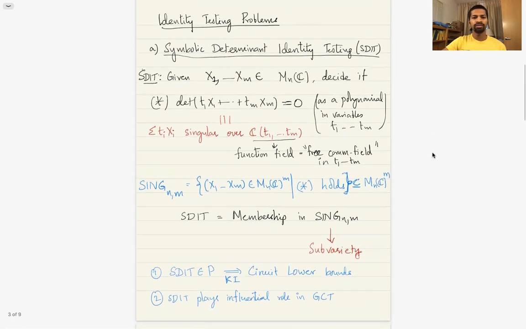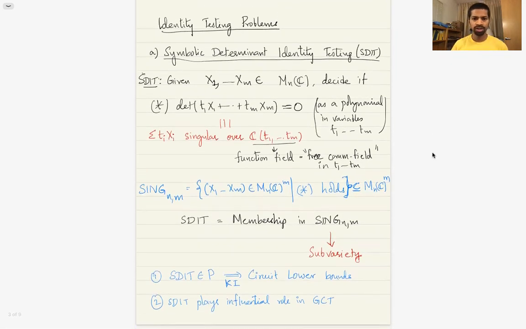As part of the title, I want to start with symbolic determinant identity testing. The problem is as follows, and it's an algorithmic problem. Suppose somebody hands you m matrices of size n by n, and the entries of these matrices are complex numbers, and they ask you to take the formal linear combination t1 x1 plus t2 x2 all the way up to tm xm, and take the determinant of this formal linear combination, and they want to know if this determinant is 0 as a polynomial in these new variables t1 to tm.